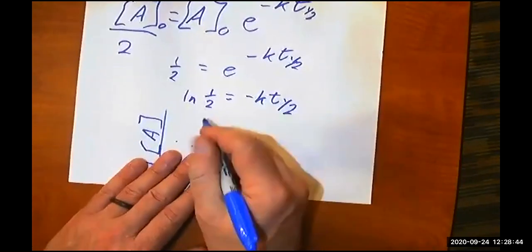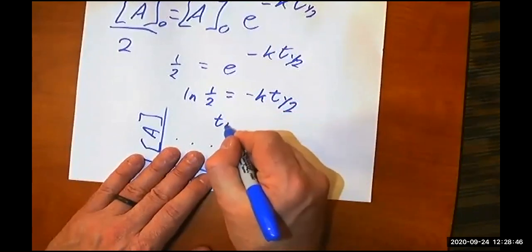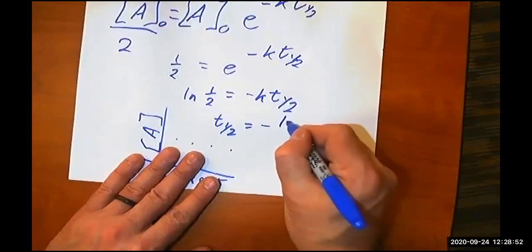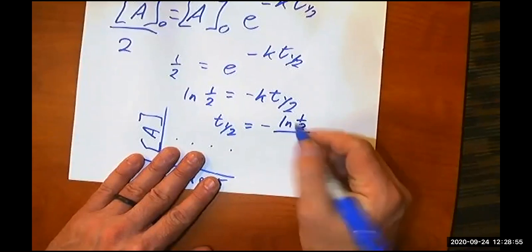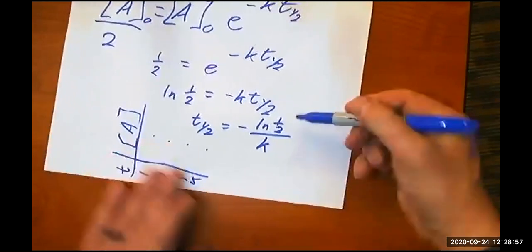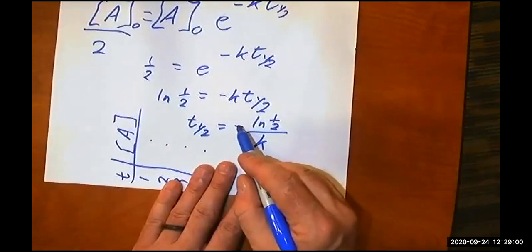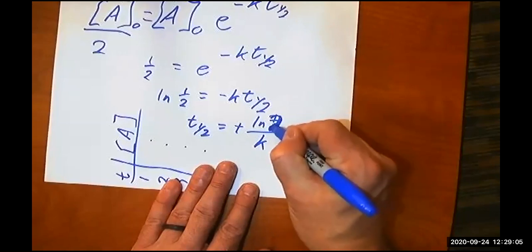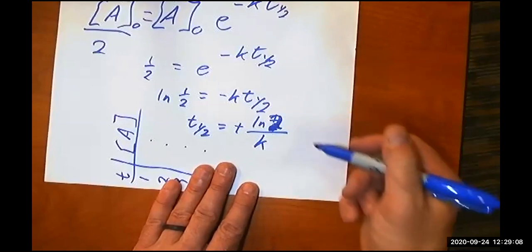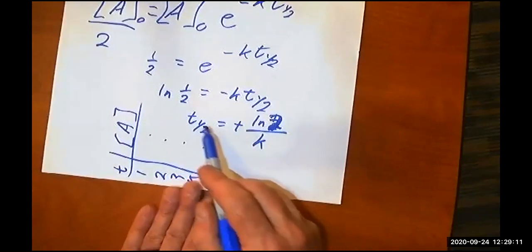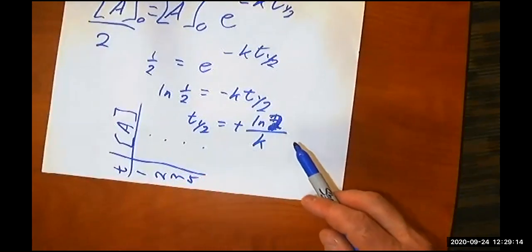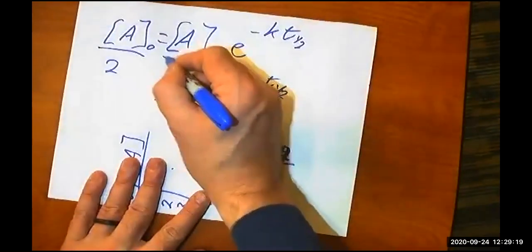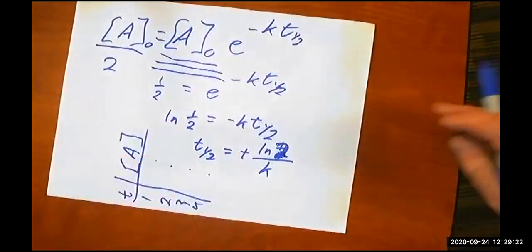And then you just do some manipulations here to get t 1/2, the half-life, equals negative natural log of 1/2 over k. And then you can do further manipulations if you want by taking the negative inside the log, so this becomes the natural log of 2, because it raises the 1/2 to a negative 1 power. And so then you now have an expression for the half-life. Now, the key thing is when we do this, the A naught completely left the equation.